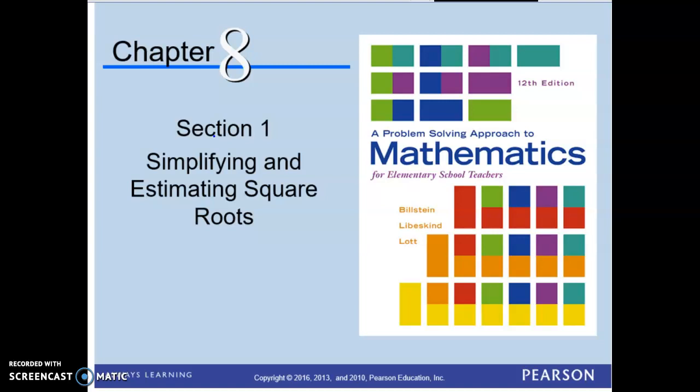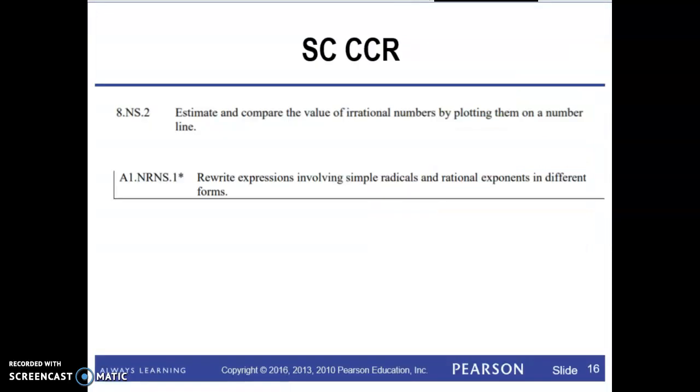In this video, we are going to finish up our work on Chapter 8, Section 1, looking at simplifying and estimating square roots. So in the standards, we're going to be focusing on 8th grade. Those of you who are teaching 8th grade will most likely have students who are on grade level and they're in that pre-algebra class. And at the same time, you'll have an advanced class or two, depending on the team, where your students are in Algebra 1.